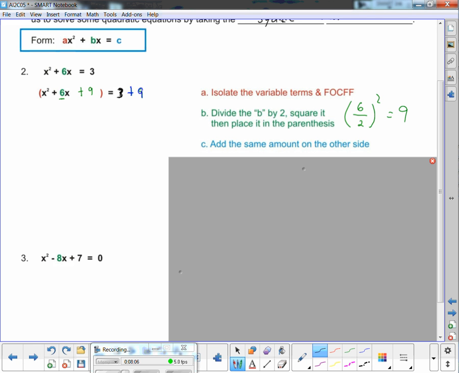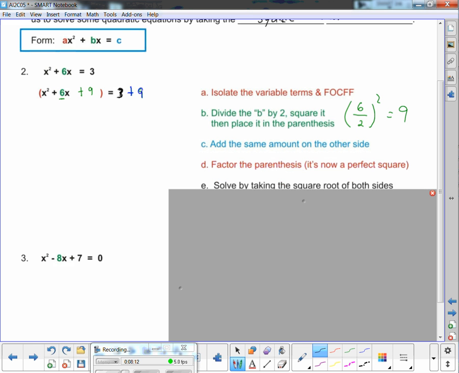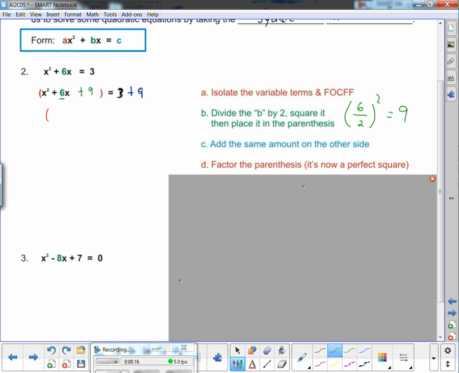All right, so now we're at 3 plus 9. So that's what we were after. If you look now, it's just factor the parentheses, and this is a perfect square. Watch how this goes. This is always a perfect square. That was our point. So how do you figure out what goes inside? Take the first term and do its square root. So the square root of x squared is x.